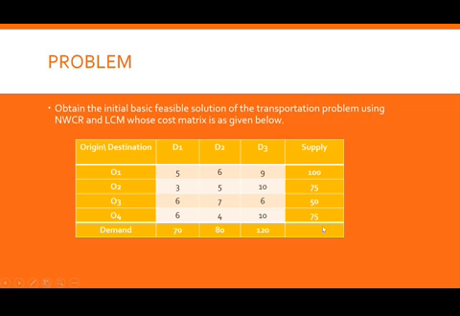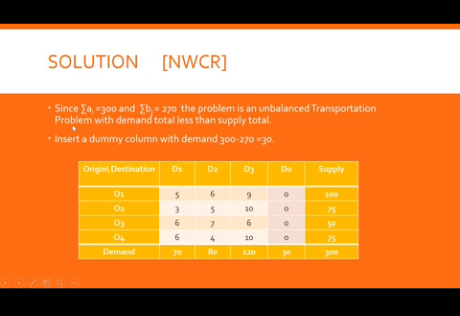The supply total is 300. Coming to the demands: 70, 70 plus 80, 150, 150 plus 120 is 270. So here the demand is 270, the supply is 300. The totals do not match. Therefore, the problem is an unbalanced transportation problem. So we will have a look at it. Since summation Ai is equal to 300 and summation Bj is 270, the problem is an unbalanced transportation problem.